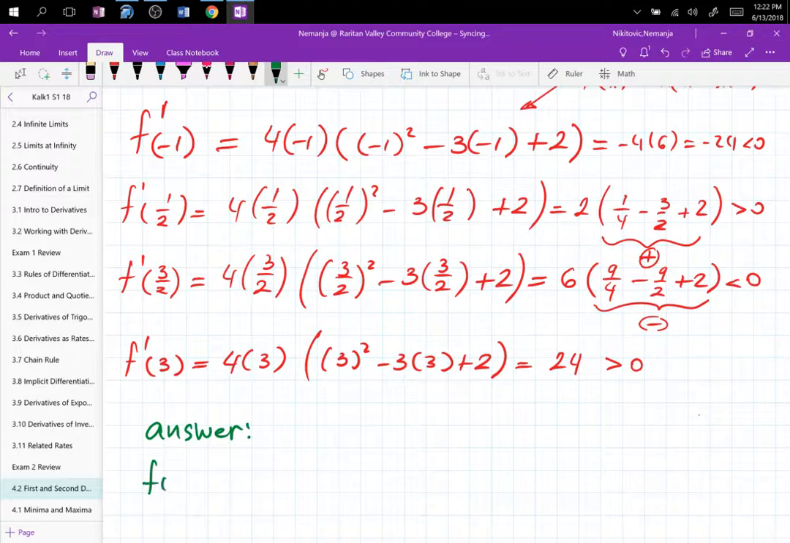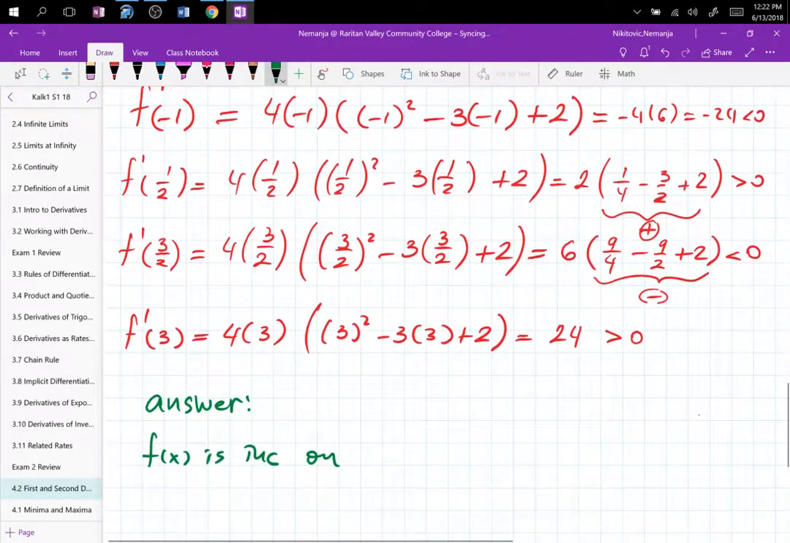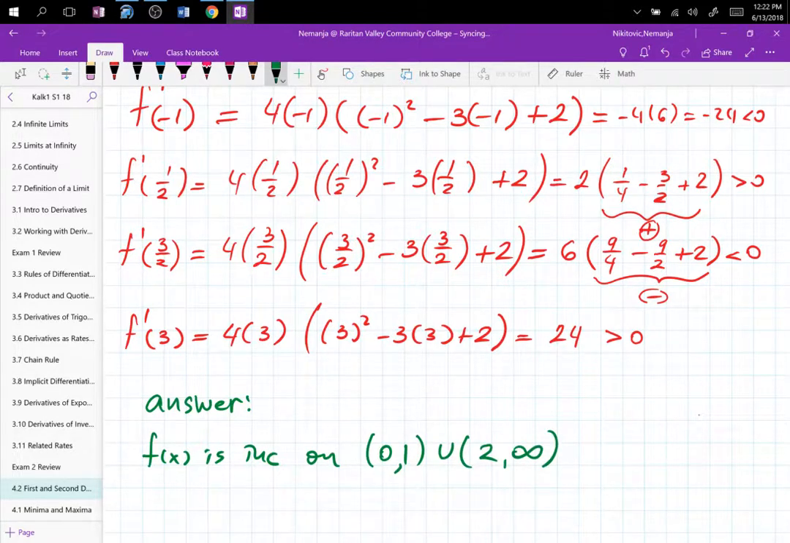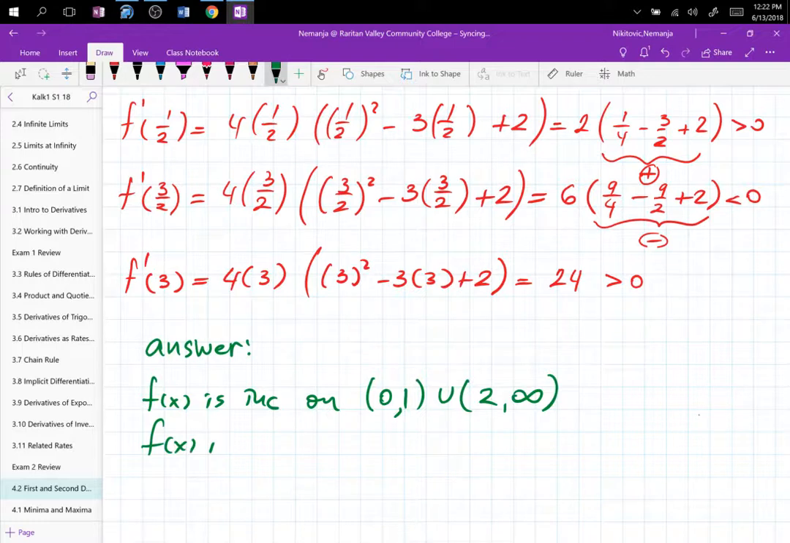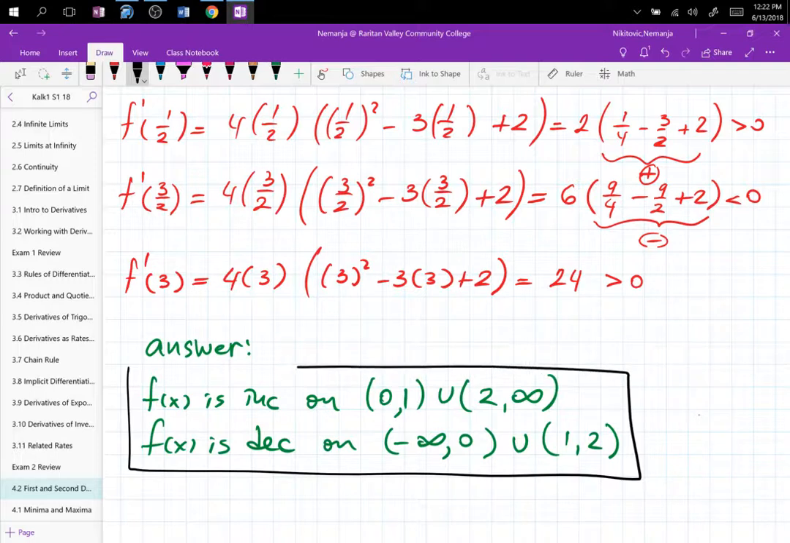The answer is f of x is increasing on, and then you go look for your up arrows. So 0 to 1, union 2 to infinity. f of x is decreasing on negative infinity to 0, union 1 to 2. Guys, this is your answer. This is what gives you points at the end of the day. Everything prior to the green is partial credit.